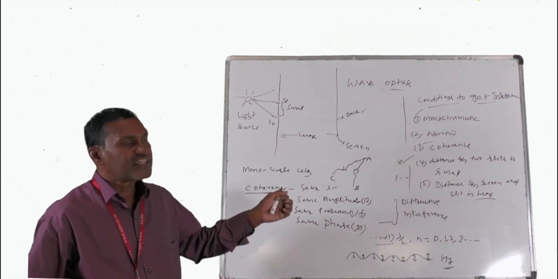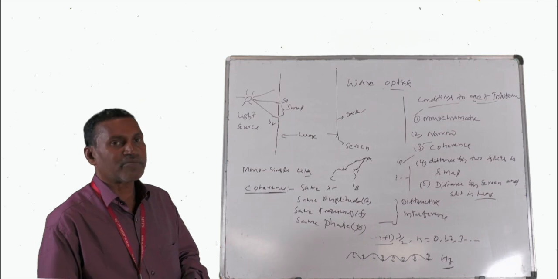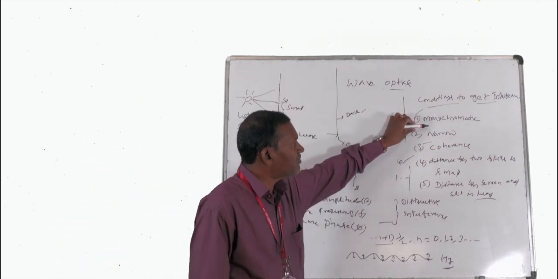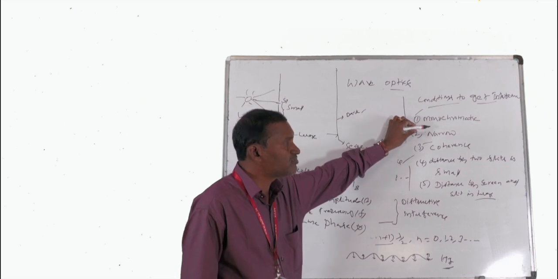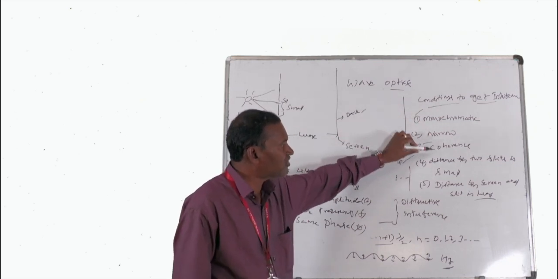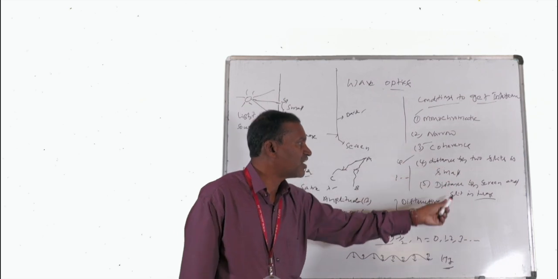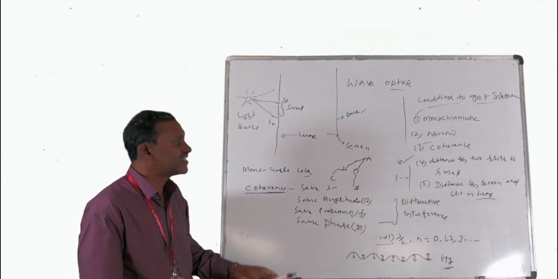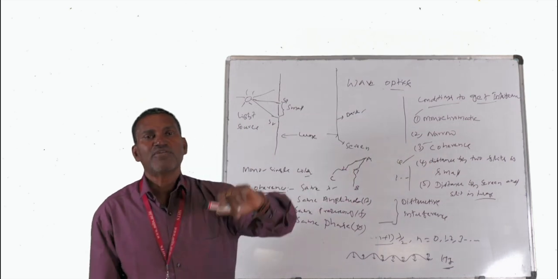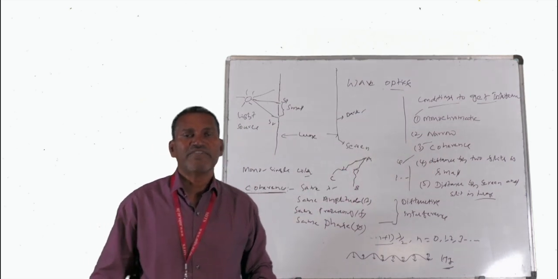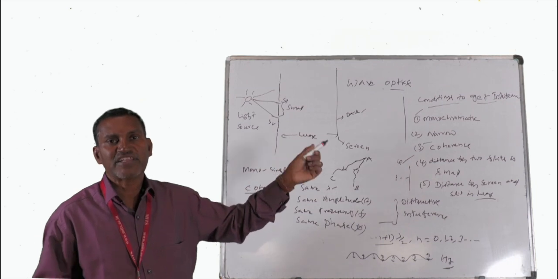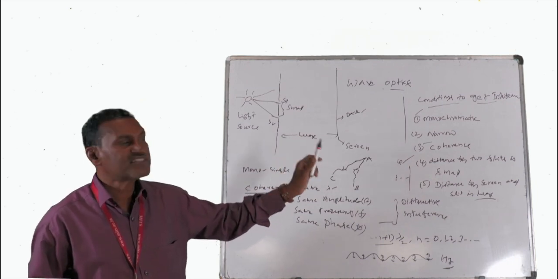What are the conditions to get the interference phenomenon? The light source must be monochromatic. The light source must be narrow. The light source must be coherent. The distance between two slits is small, and at the same time the distance between the slits and the screen is large. Only in these conditions will we see the interference phenomenon. Monochromatic means having a single wavelength, a single color.